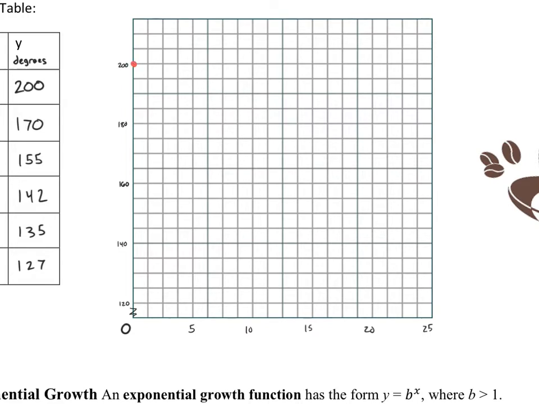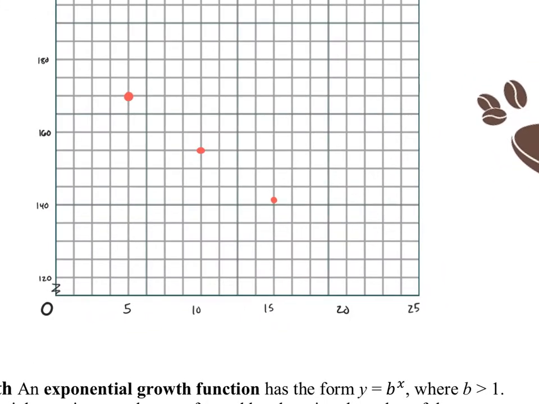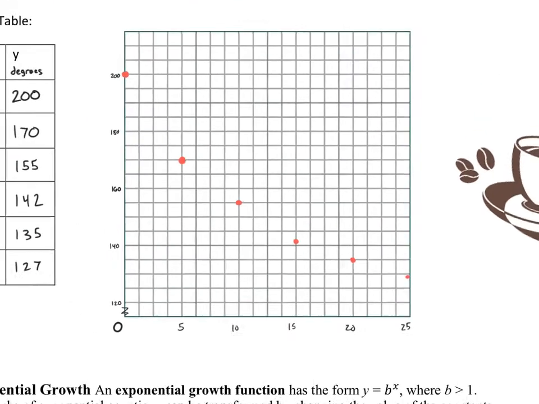So at time 0, it was at 200. At time 5, it was at 170. At time 10, it was at 155. At 15, it was at 142. At 20, it was 135. So here would be 130 halfway in between. So here's 135. And then at 25, it was at 127.